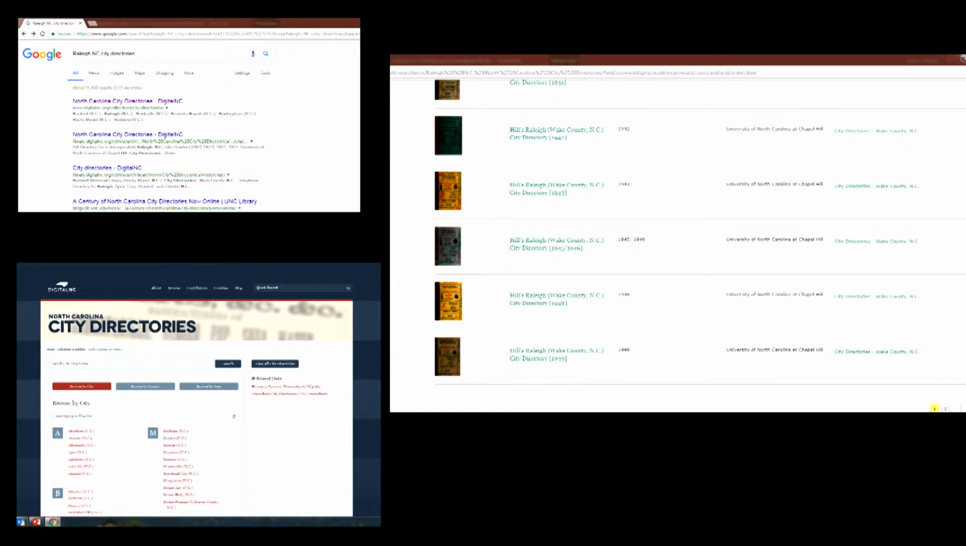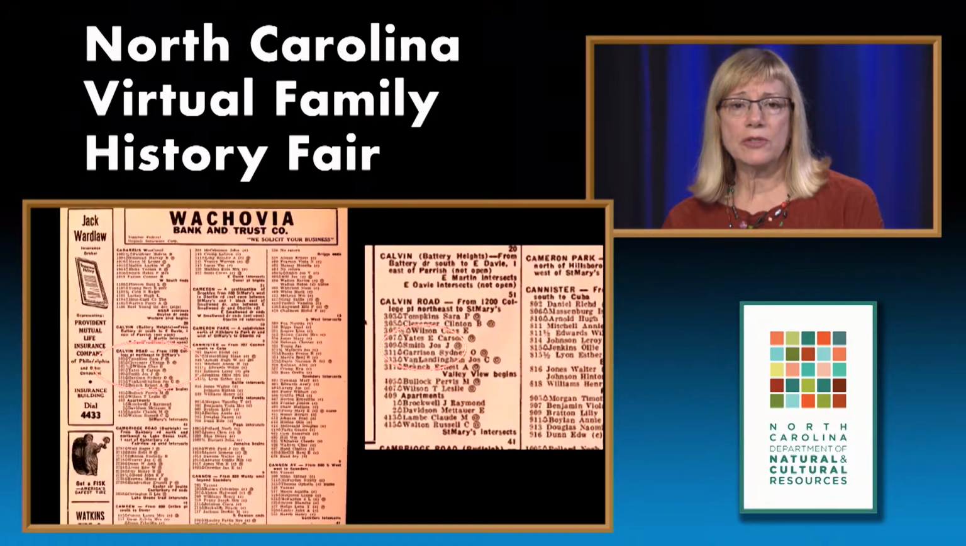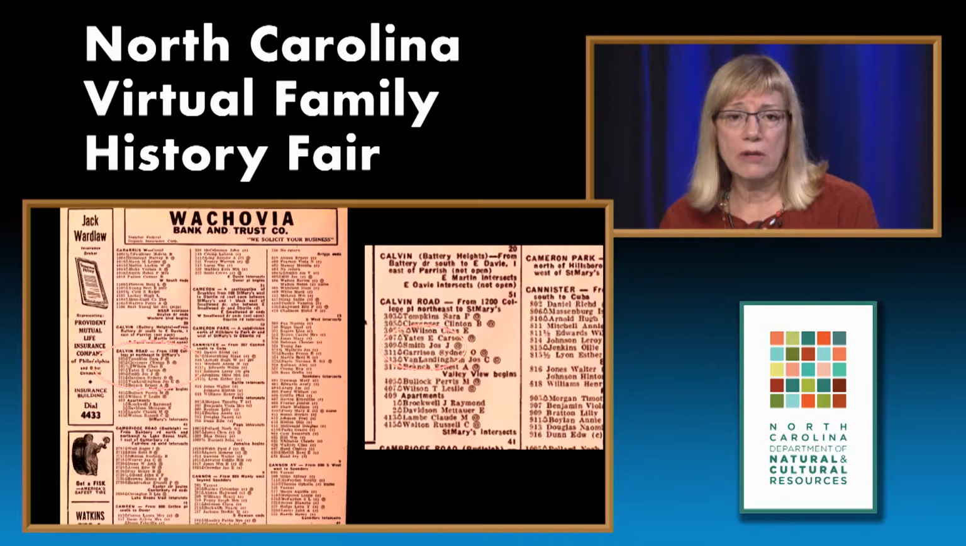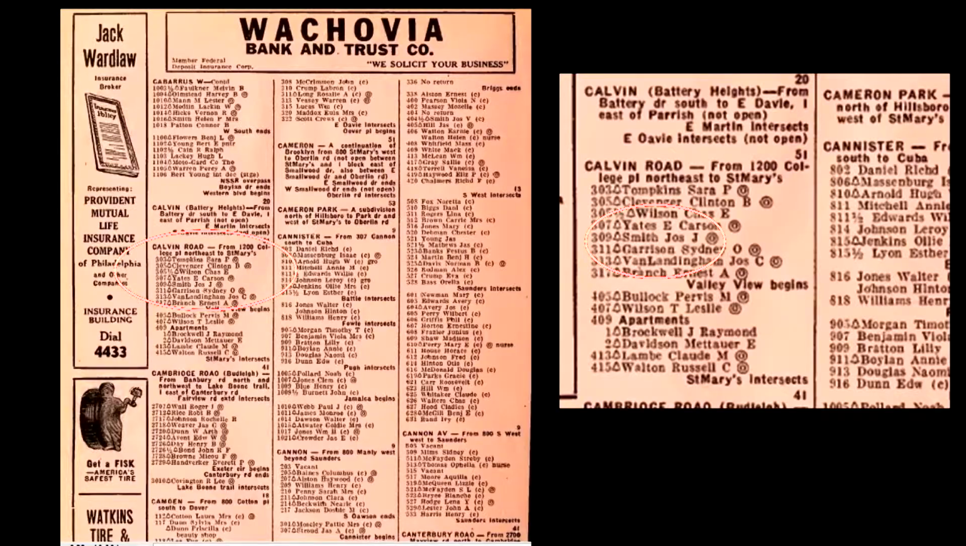The 47 directory wasn't available, so I looked in 1948. And at the back of the directory there is a street index. And in the image to the left was the page with Calvin Road on it. Zooming in on the section that I circled, you'll see Calvin Road, and it's 309 Calvin Road. And it lists Joseph Smith.